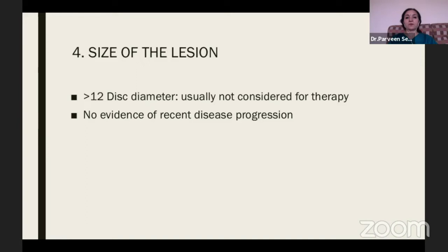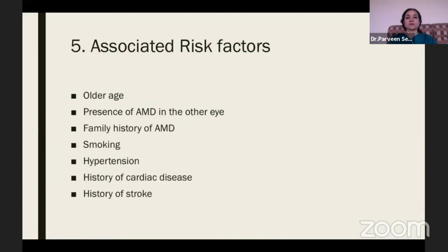The visual outcome may not be great, but in the evidence of recent disease progress, you may still think of treating. Associated risk factors, especially smoking, which you have to encourage the patient to stop, and history of cardiac disease, history of stroke, because a minimal increase in risk of stroke and cardiac disease is seen in patients who are taking anti-VEGF for a long time, but this should not warrant against the treatment. You rather can be in consultation with the cardiologist before you initiate any therapy.